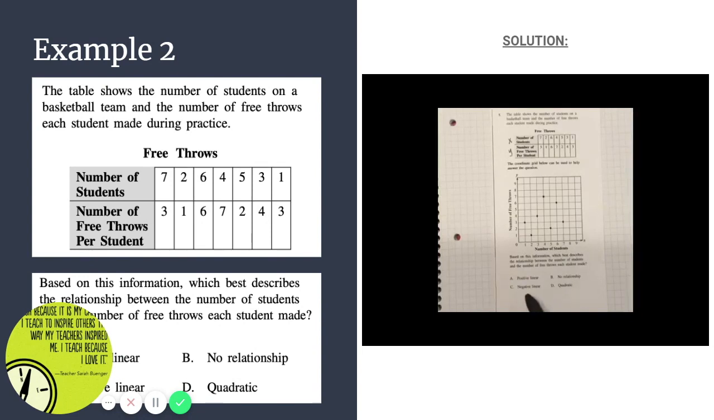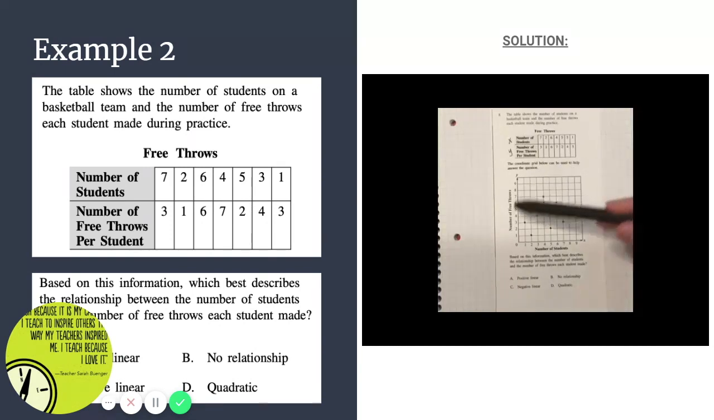So positive would look like as one thing increases, the other also increases, which would be going up. Negative would look like as one thing increases, the other one decreases, which is going down. And no relationship is just kind of scattered. Things are all over the place.